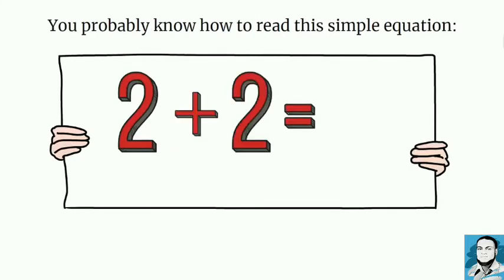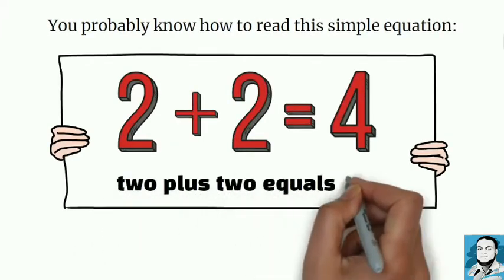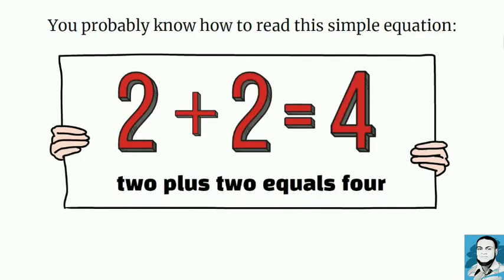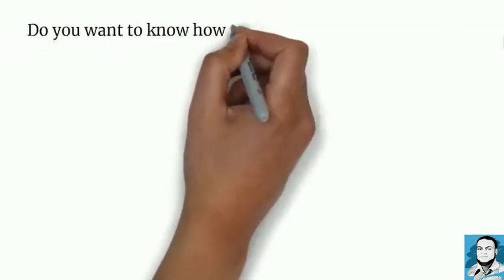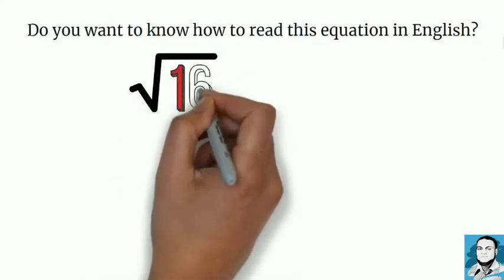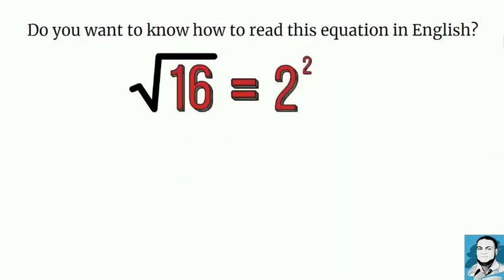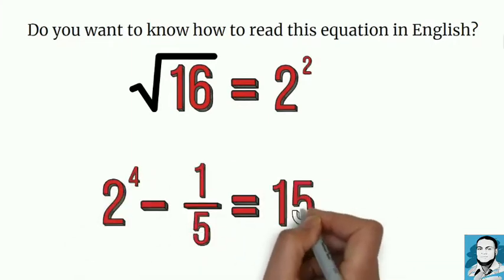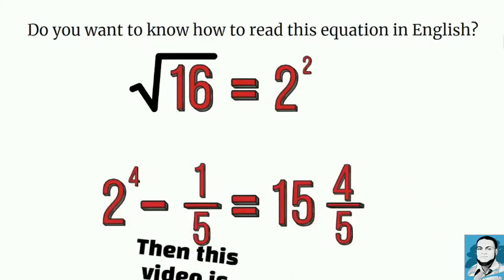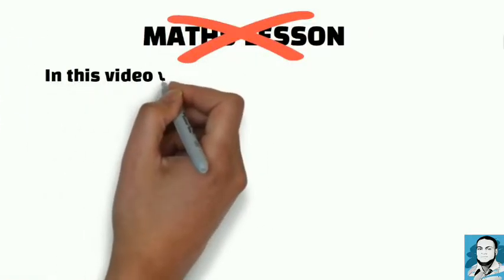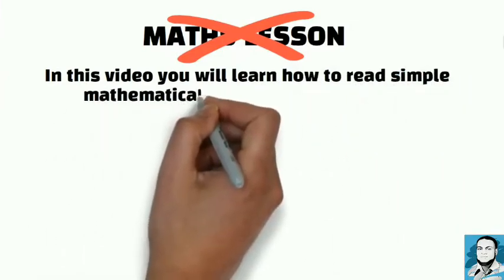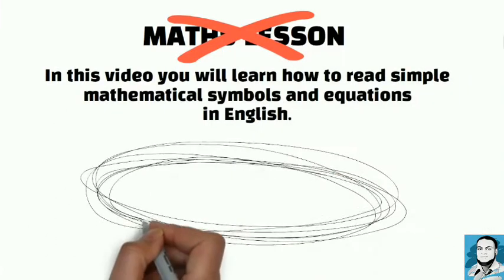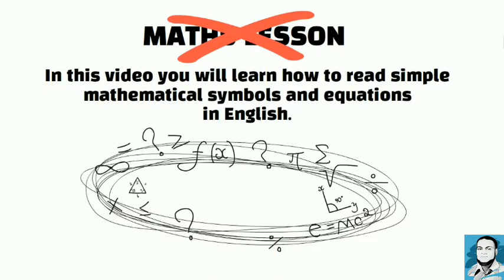You probably know how to read this simple equation. It's 2 plus 2 equals 4. However, do you want to know how to read this equation in English? Or this? If you do, then this video is for you. Please note that this is not a maths lesson. In this video, you will learn how to read simple mathematical symbols and equations in English.